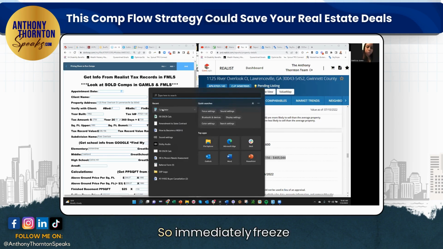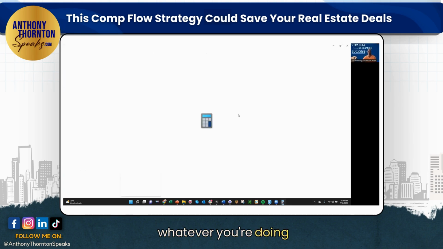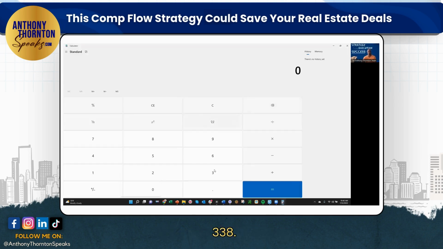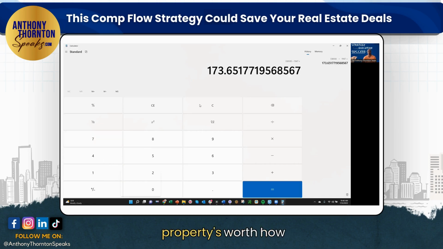Yeah. So immediately freeze whatever you're doing and do this. 338, let's call it 338,100, divided by 1947. They're saying this property's worth how much per square foot? 173.65. So that's the number you keep in your head. They also said the range was 405. 405 divided by 1947. Somewhere between 173 and 208.